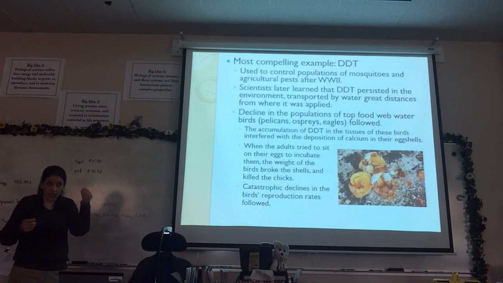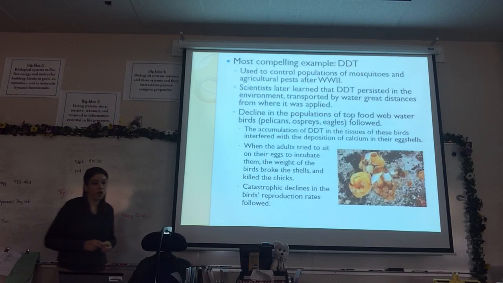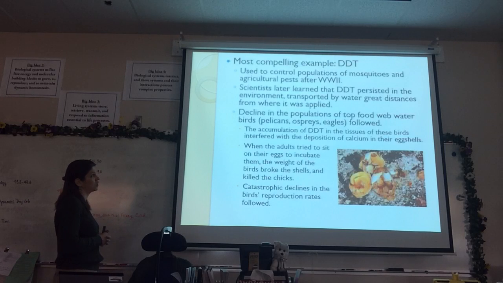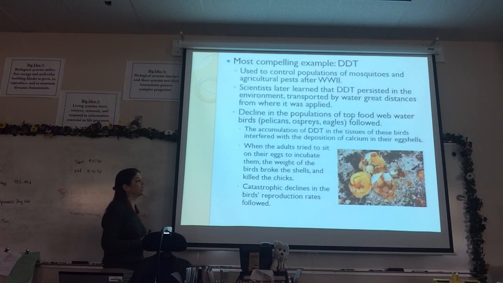Scientists started seeing huge declines in the populations of top food web water birds, pelicans, ospreys, eagles, for example. They tried to figure out what was going on. Well, it turned out the accumulation of DDT in the tissues of these birds prevented the female birds from depositing calcium in the eggshells. That's what makes an egg hard. So what do birds have to do? They have to sit on their eggs to keep them warm.